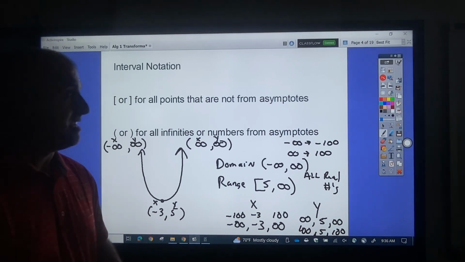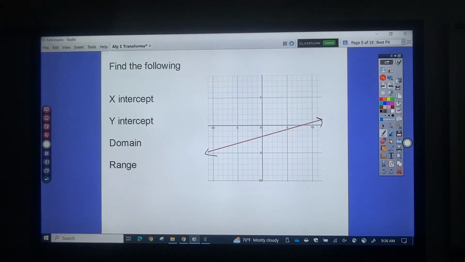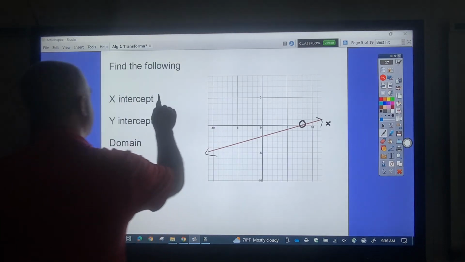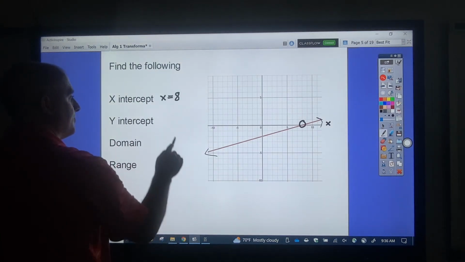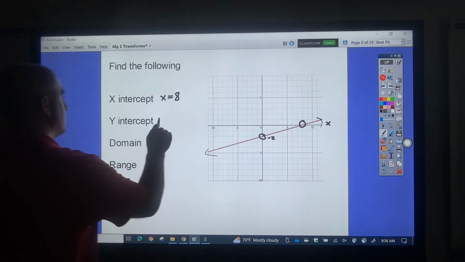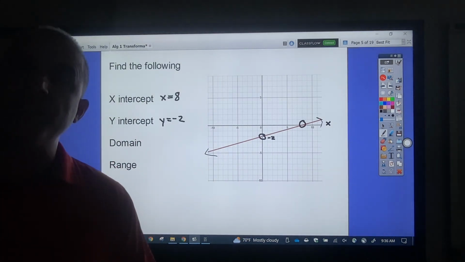Okay? All right, now, let's put this all together on a graph. Okay, find the x-intercept. Where does it cross the x-axis? This is the x-axis, so that would be at 8. So I write x equals 8. This crosses right here for the y-intercept at -2. So that's going to be y equals -2. Now, when I label this, I do not need to label the intercepts.